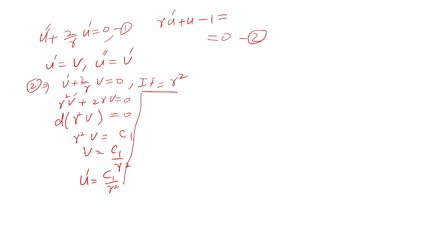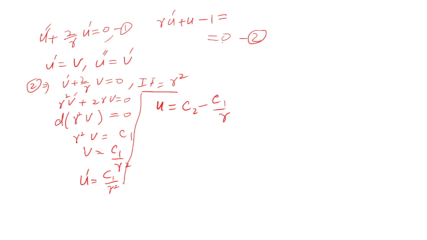So what is in fact u? Integrating this equation again, we have u is equal to another integration constant c2 minus c1 over r. This is u if it satisfies equation 1.